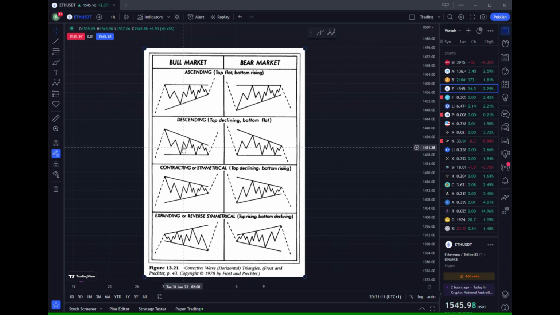What happens here, the bottom stays horizontal, and the top one actually comes down to the horizontal one. And most of the time what happens is, I also stated this in another chapter, the breakout will occur at 75% of the apex, and the apex is basically when the lines are going to meet.